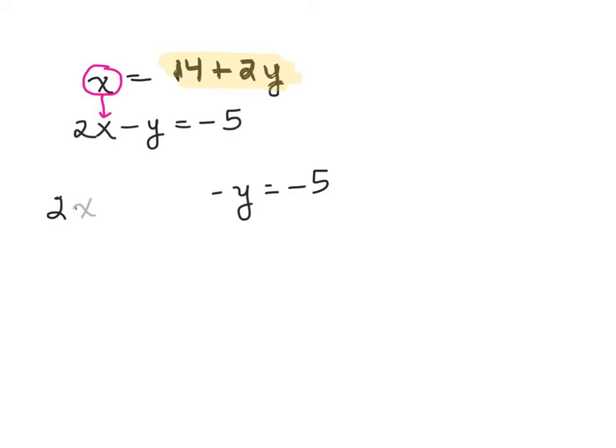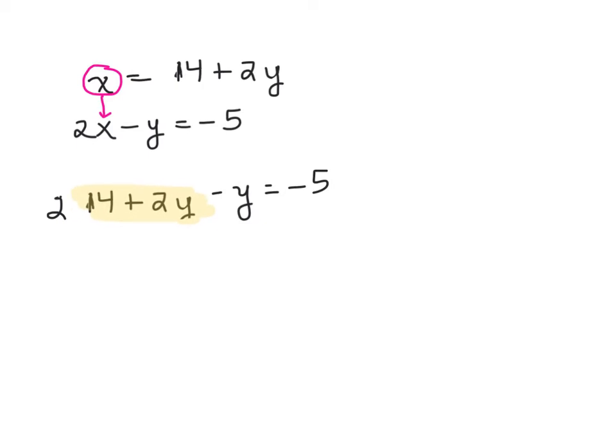I'm going to replace that x with what x is equal to. Well, what x is equal to is this 14 plus 2y. I'm going to replace that x. I'm going to get rid of it. It doesn't matter to me anymore. I'm going to replace it with the value of x.